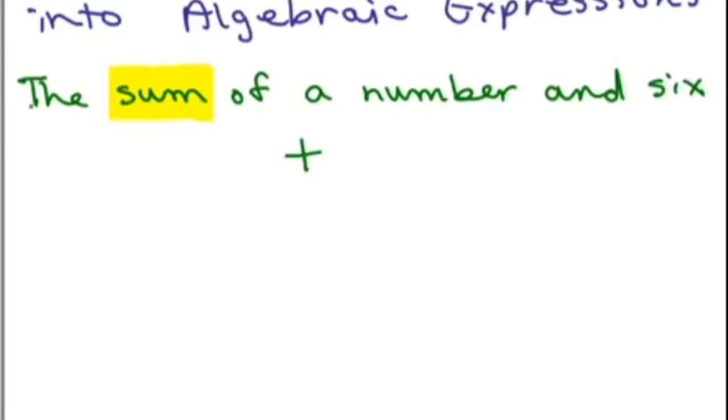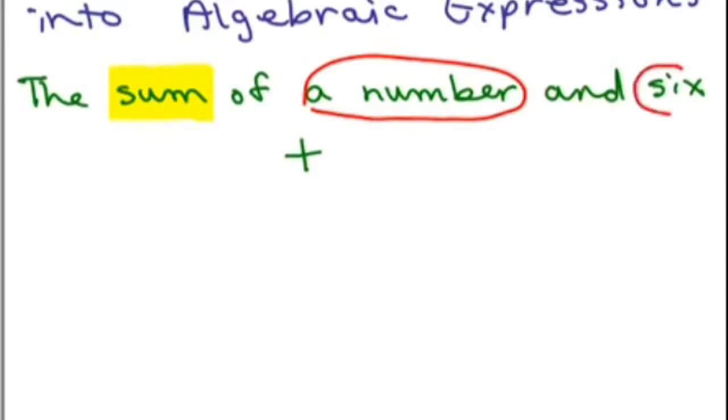So we read this. The sum of a number and 6. Makes sense. If you have a sum, you've got two things. So the two things we have is we've got a number and 6. Usually it's separated by that word and. Okay? So what do we call the number? Well, let's just use a variable. I'm going to use n for number. So we could write n. That's one part of the sum, and 6 is the other part of the sum. So that's how we would write the sum of a number and 6.